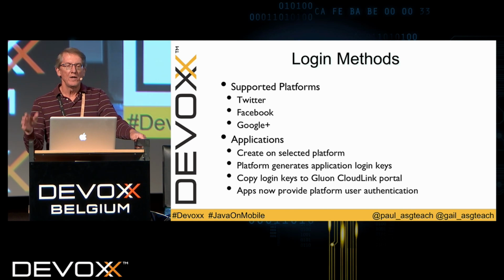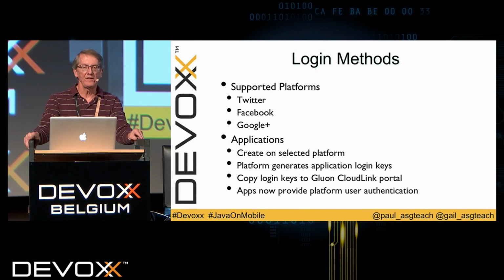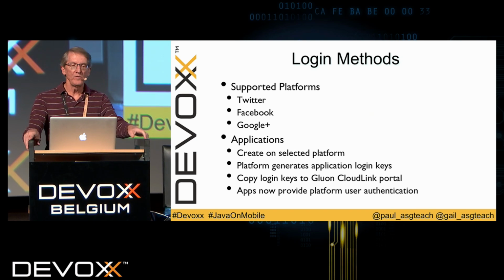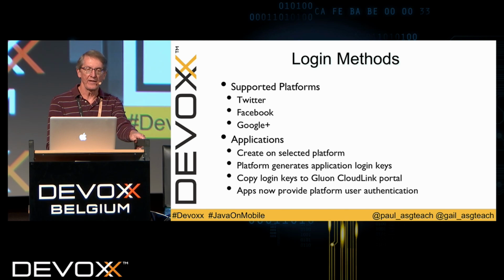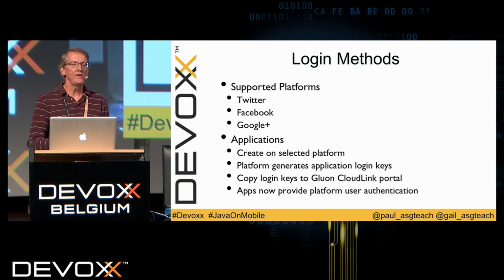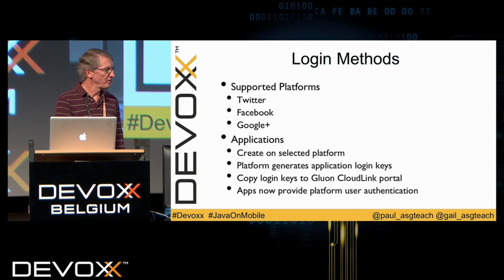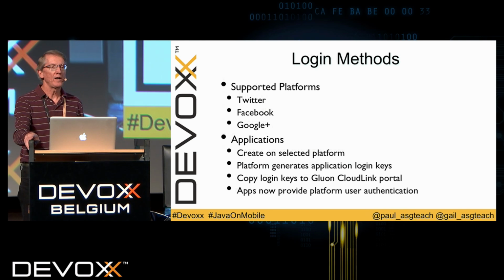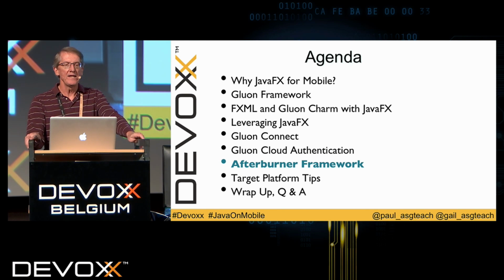And then they will give you a platform-generated application key and a secret key to enter in the Gluon Cloud Link portal for your application. You just copy those keys there so that Gluon can access those sites for the authentication. This is how Gluon Cloud Link knows to generate the login views for each platform that you configure. The Gluon documentation is very detailed, has step-by-step instructions for each of the three platforms, and it's pretty straightforward to set up.